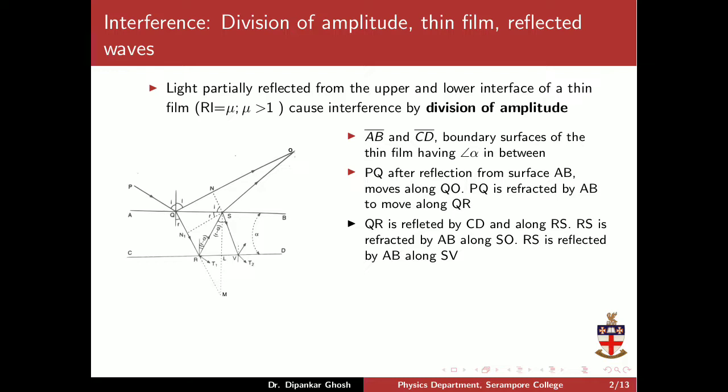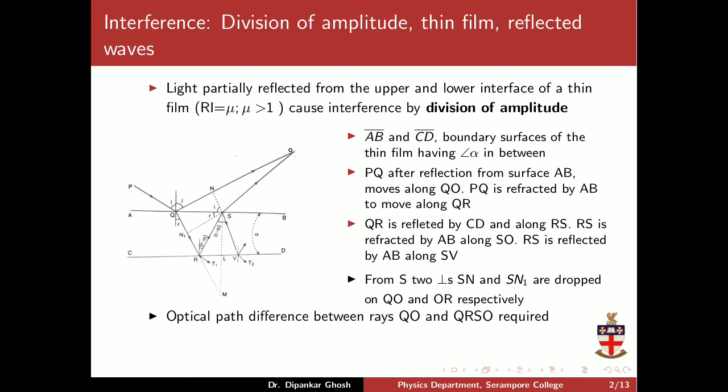checking the paths QO and QRSO. So the path difference between QO and QRSO is required. For that, as you see, we have made a construction. We have dropped two perpendiculars, SN and SN1, on QO and QR respectively. Now, when we drop these perpendiculars, how does it help in finding the path difference?